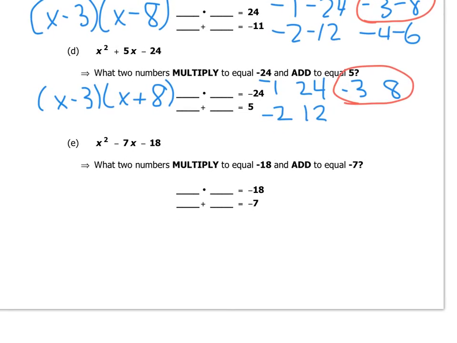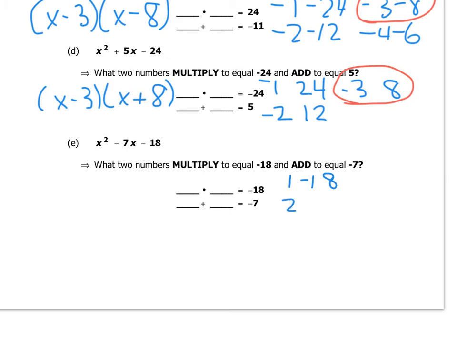And let's go down to the last one on our page, and this is x squared minus 7x minus 18. This time, our two numbers have to multiply to a negative, so one's positive and one's negative, but since they add to a negative, the bigger one has to be negative. So let's think about what multiplies to 18. Well, we have 1 and 18, but as we said, the bigger one would have to be negative. 1 and negative 18 gives us negative 17, so that's not it.